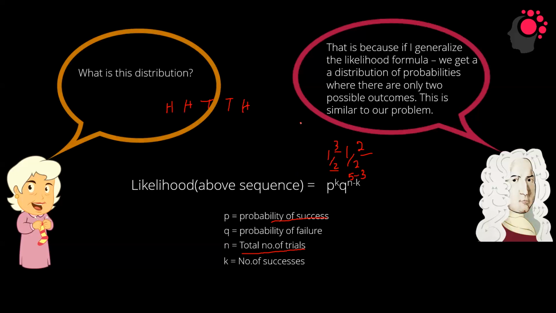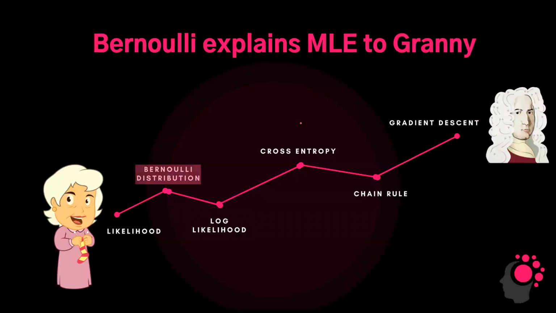To which Agatha says, what exactly is the distribution you're talking about? What do you mean by this distribution? Why is that popping up in this discussion about maximum likelihood estimation? And this is where we come to our second checkpoint in this journey, which is Bernoulli distribution.